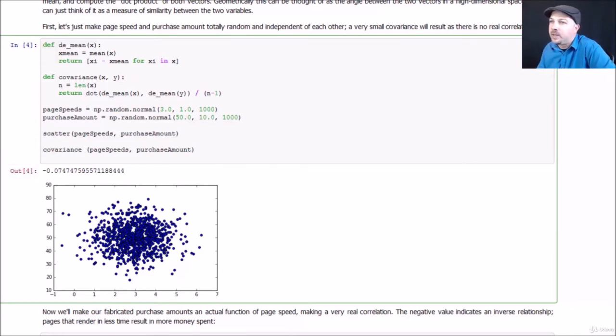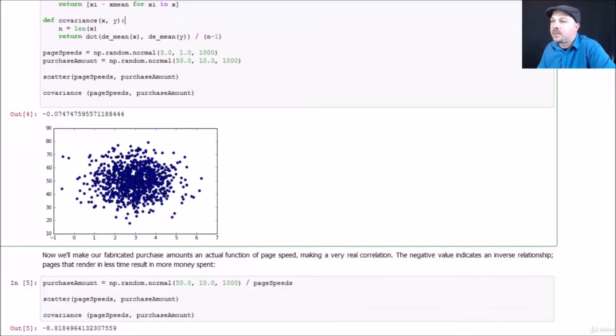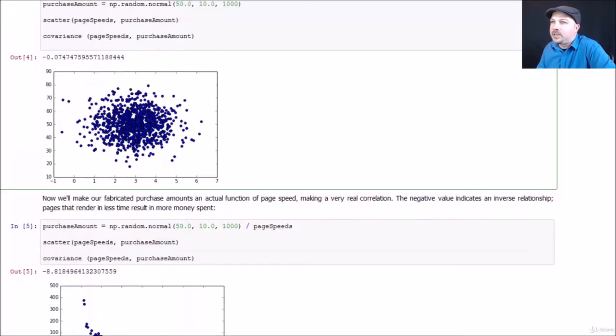or through the nature of the normal distribution. And sure enough, if we compute the covariance in these two sets of attributes, we end up with a very small value, negative 0.07. So that's a very small covariance value, close to 0. That implies there's no real relationship between these two things. Now, let's make life a little bit more interesting.